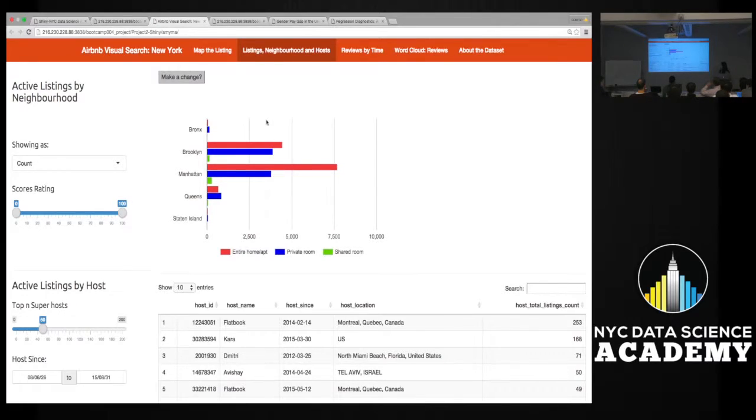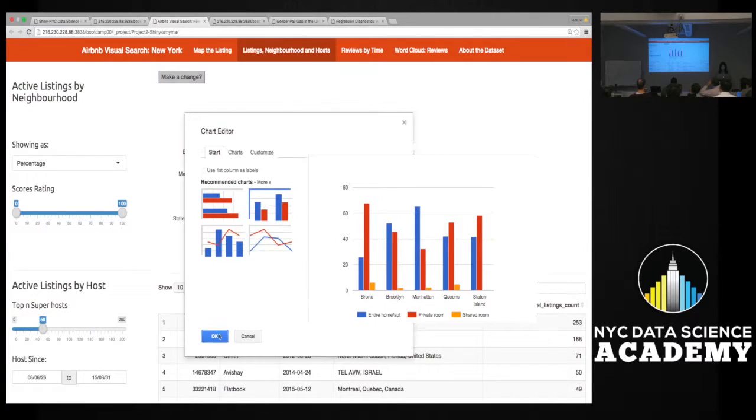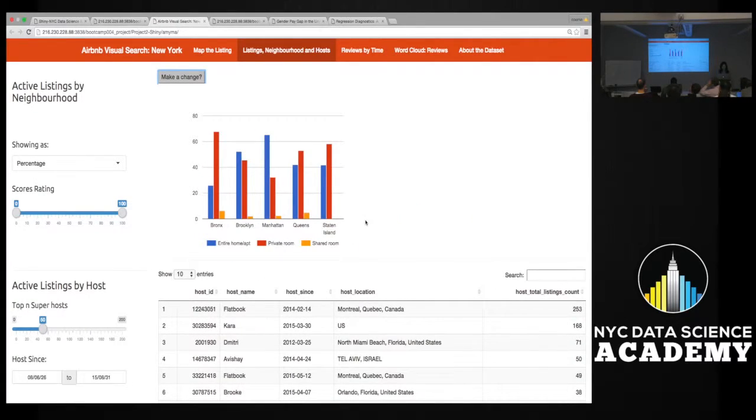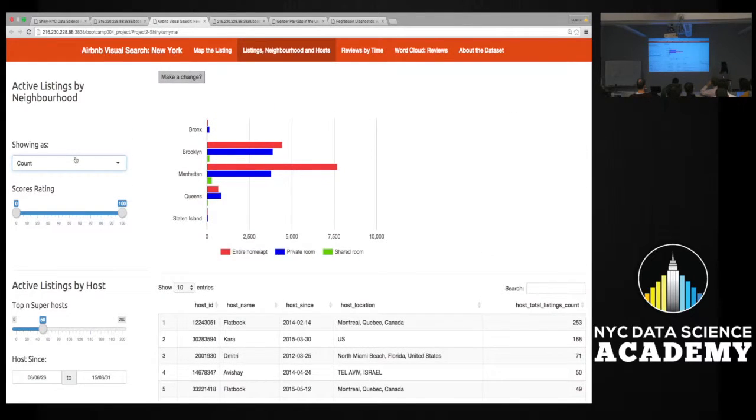To see the listings by neighborhood, I plotted this. This one is by count, so you can see the numbers there. If you want to see the percentage in each group, you can just change it. And if you think, I don't like a bar graph, you may change it yourself to see it more clearly. So the same conclusion comes here. Most of the rooms are in Manhattan and Brooklyn, and most of the rooms are actually entire home or apartment.